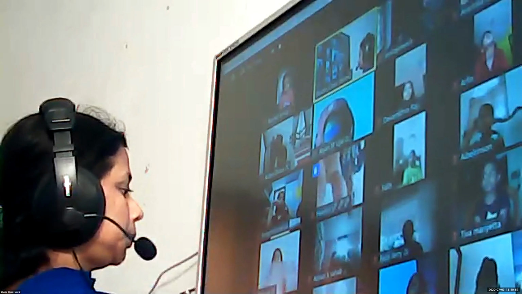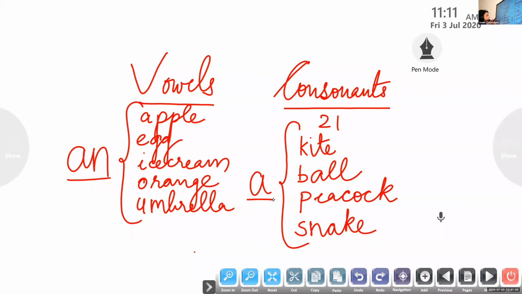Now all of you look at the screen. Okay, but there are certain exceptions to this rule. We said that there are the vowels A, E, I, O, U. Here there are 21 consonants. But if a word starts with the letter H, for example.